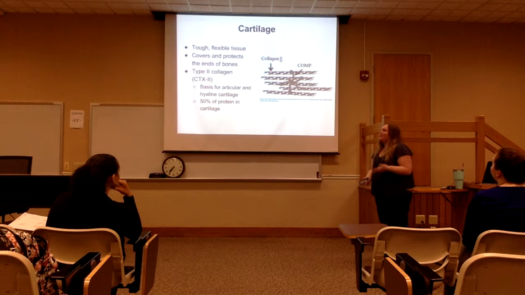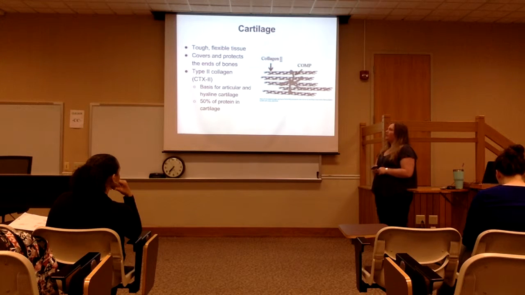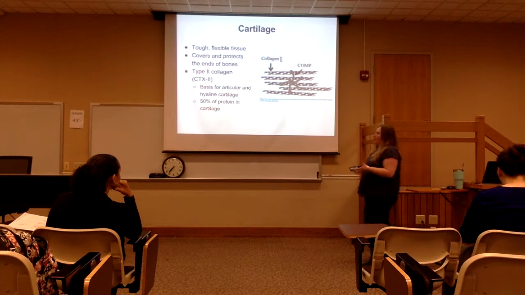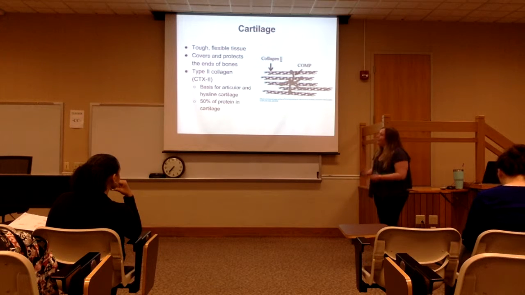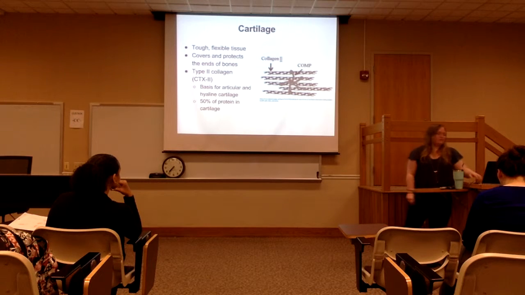The other big aspect is what exactly cartilage is. Cartilage is a tough, flexible tissue, and it is what covers and protects the ends of your bones. In this paper, they also focus on type 2 collagen, which is linked with cartilage, and the COMP protein. As you can see here, this is collagen type 2, and this is the COMP protein right here. Type 2 collagen, also known as CTX2, is a basis for articular and hyaline cartilage, and makes up 50% of the protein within your cartilage.